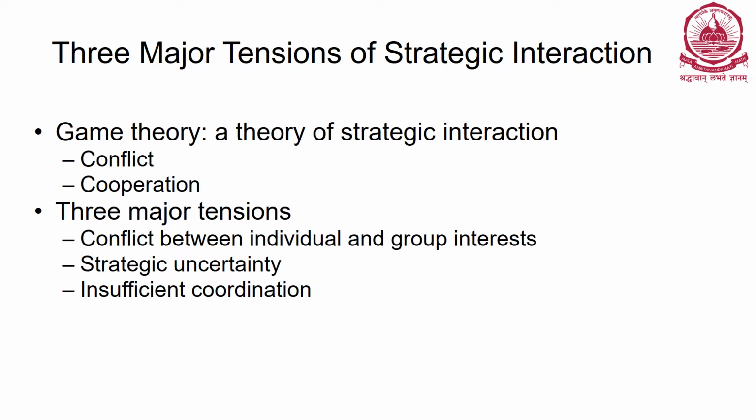Three major tensions of game theory: conflict between individuals or groups, strategic uncertainty, and insufficient coordination. So when interests conflict, that is one area that we address; being uncertain about what strategy to choose or how to choose a strategy; and when there is no third person who will direct and coordinate what needs to be done, a lack of that. All these are major tensions of strategic interaction.